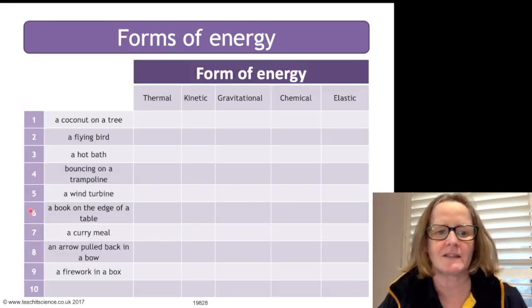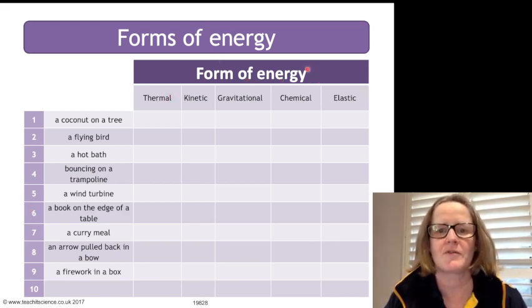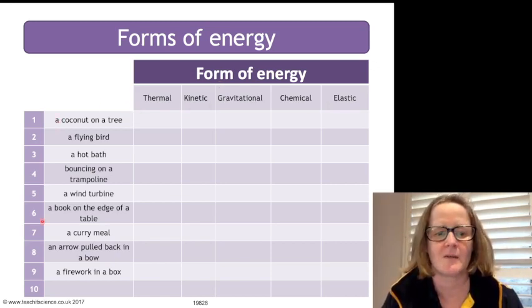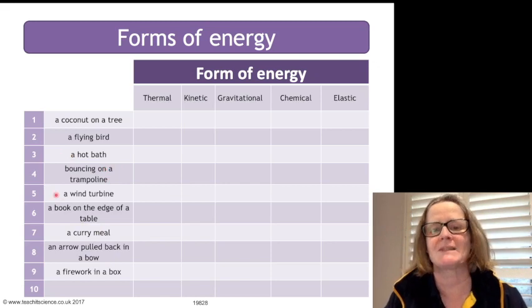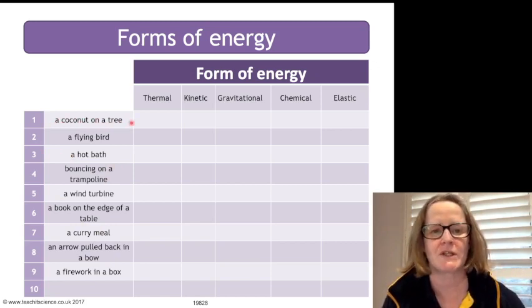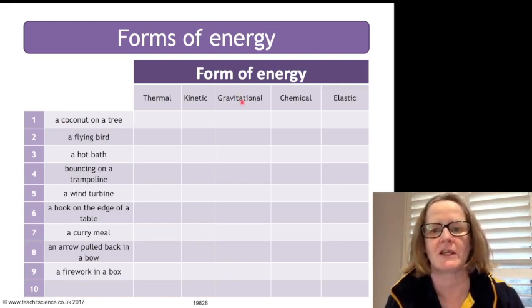So let's have a look at this table with 5 different forms of energy across the top: thermal, kinetic, gravitational, chemical, and elastic, and a few different ideas of things with energy down the side here. And you've got to think about where you're going to put some ticks. So let's consider the first one, a coconut on a tree. Coconuts grow on big tall palm trees. So that coconut is holding a lot of gravitational potential energy, because as soon as it breaks away from the tree, it's going to be released, it's going to fall down to earth, and it could give someone a nasty knock on the head if you happen to be trying to sunbathe underneath it.